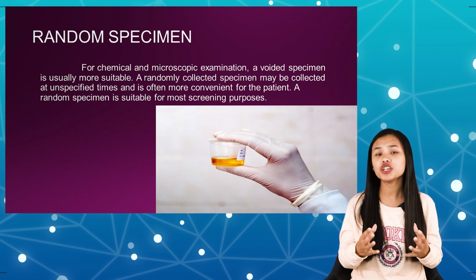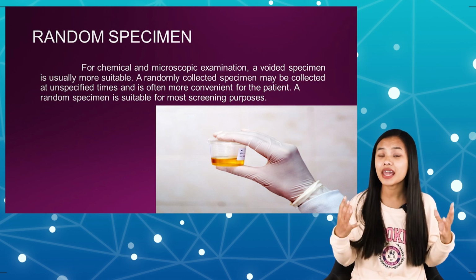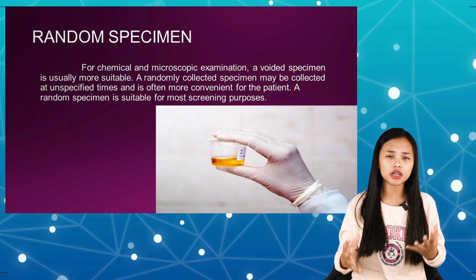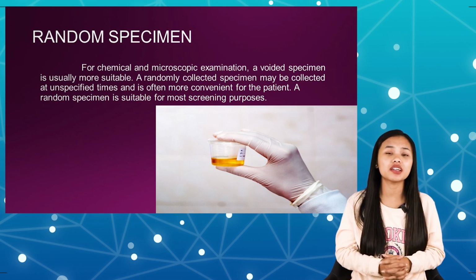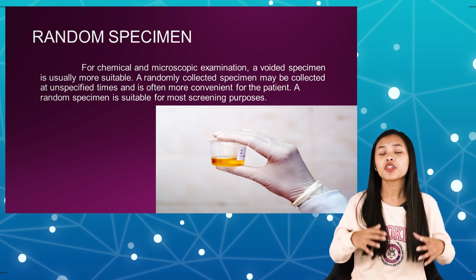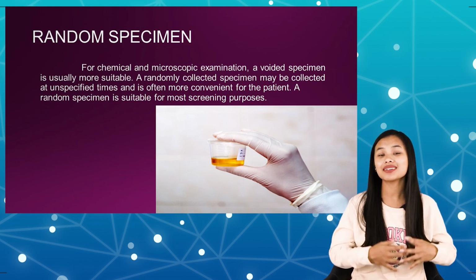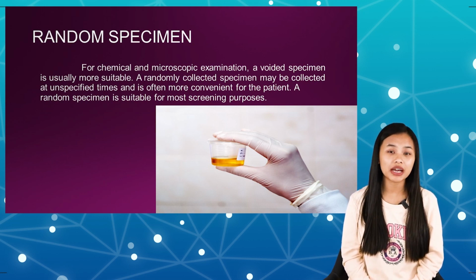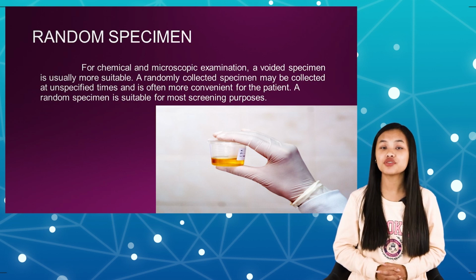So here, when you tell your patient to collect the random specimen, then this urine specimen can be collected at any point of time as it is convenient for the patient. So here again, from the name itself, you can understand, right? Random. So at any point of time, this urine specimen can be collected. It is not necessary that it must only be collected in the morning or in the night or before food. But here, when you say random specimen, then this means that the urine can be collected at any given point of time as it is convenient for the patient. And this is mainly done if any chemical or microscopic examination must be done, as well as it is also suitable for any screening purpose.